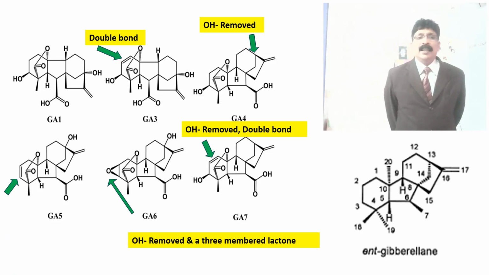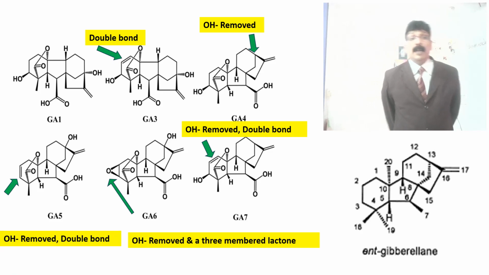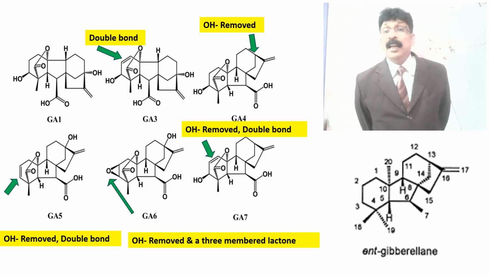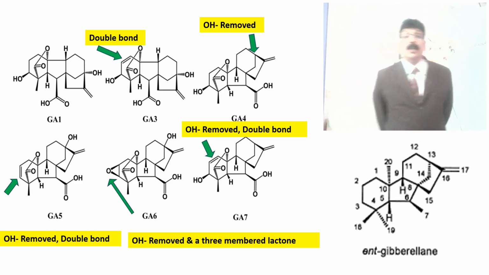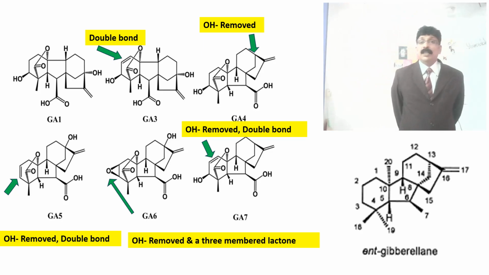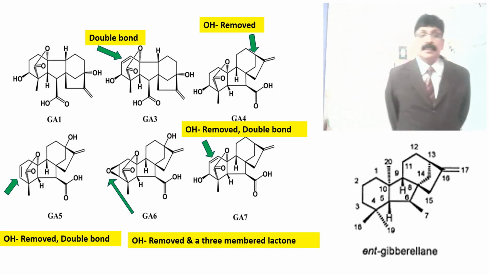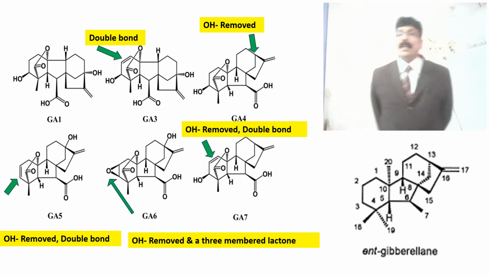And here in GA5, OH is removed, and a double bond is fixed between carbons 2 and 3, not between 1 and 2. So there is a double bond between 2 and 3 in the structure. This is how we can write the structures, and you can study at least these 6 structures which I told.